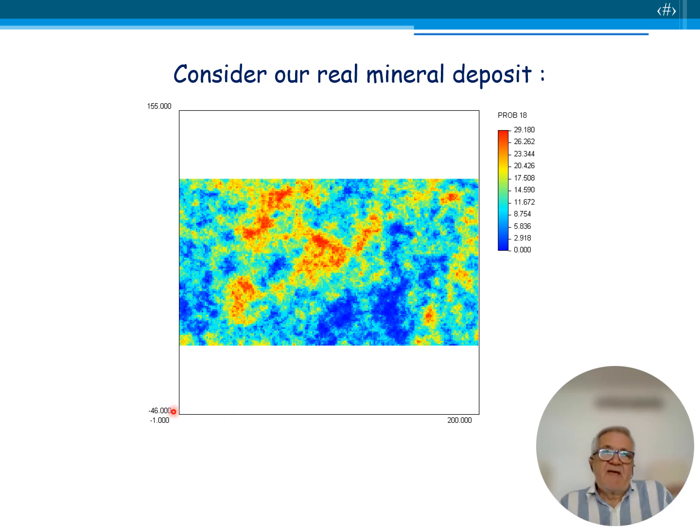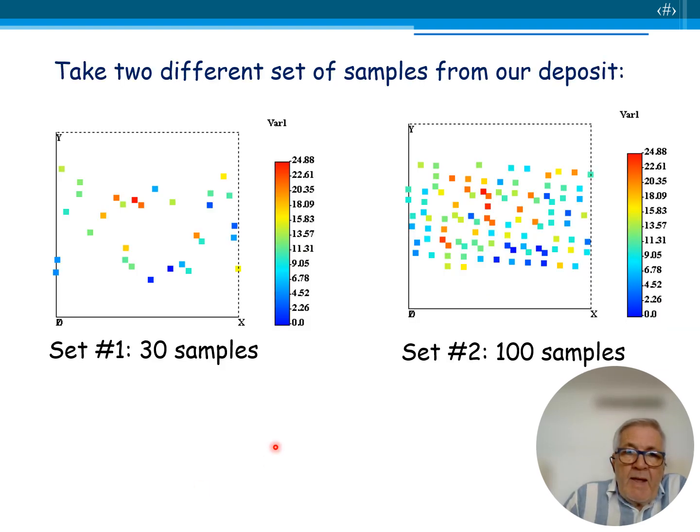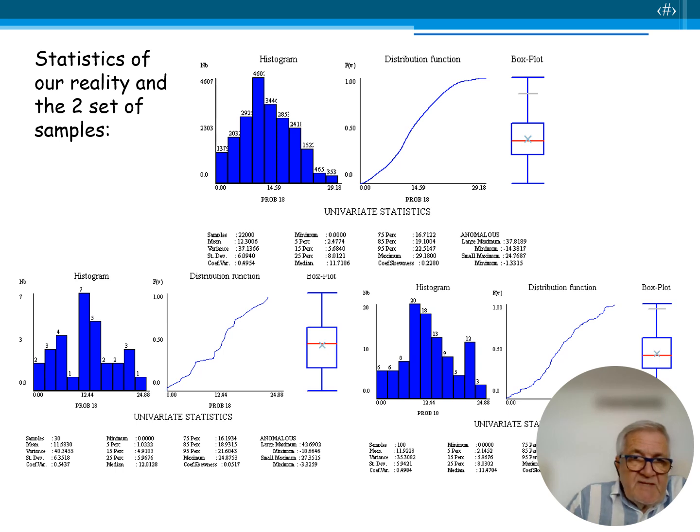Let us see one simple example represented in 2D. Let's consider our real mineral deposit represented here. From this model, we take two sets of samples. First, we take 30 samples, the set of samples number one, and second, the second set of samples with 100 samples. Now you can see the statistics of the real deposit or body, and the statistics of those two sample sets. More or less the same, identical statistics in both sets of samples.